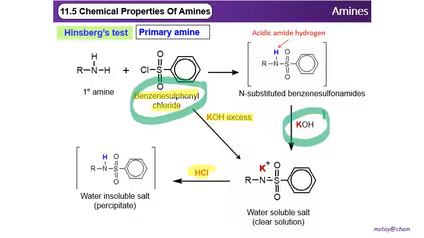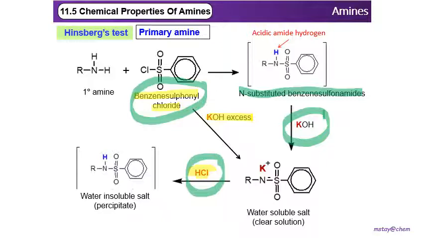That means for the yellow one, we combine them together so that you do not need to draw the structure for the N-substituted benzene sulfonamide. After reacting with the KOH, it is followed by HCl. So now let's look at the details. We are going to use the three steps to get the observation.